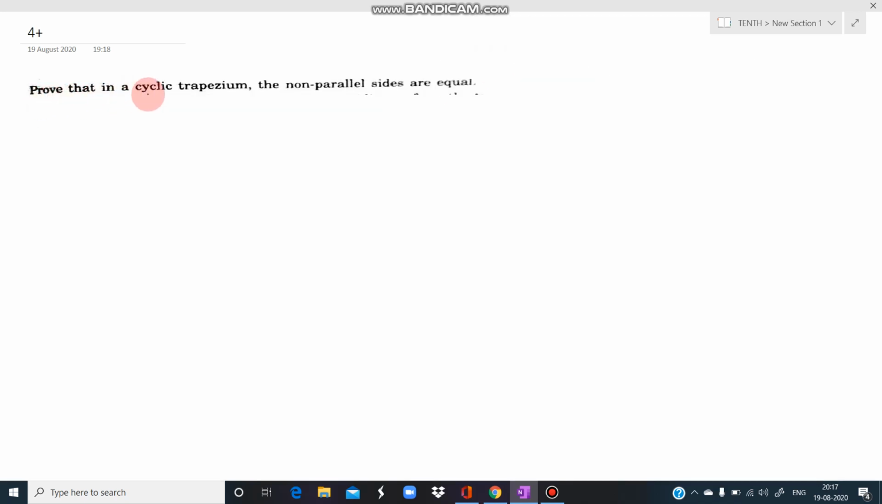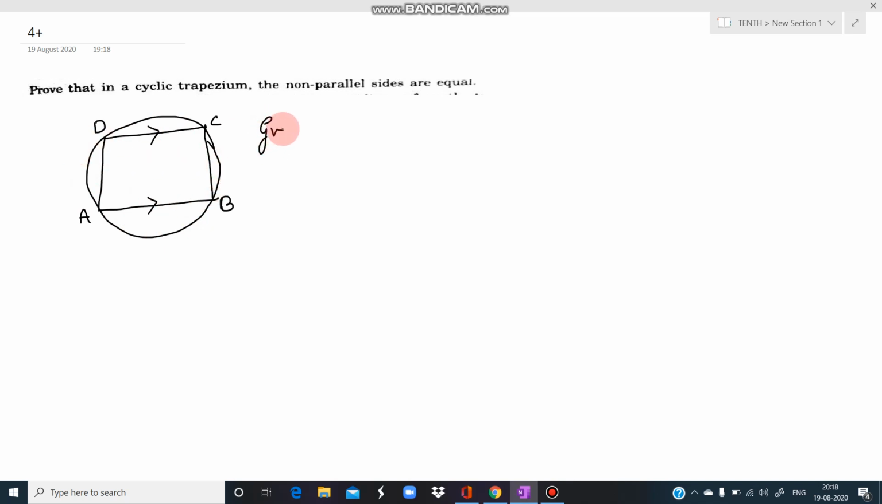Now the question is: prove that in a cyclic trapezium the non-parallel sides are equal. So let us see how we can do it. First of all, we are given a circle. Cyclic trapezium का मतलब है वो trapezium जिसके चारों vertices are on the circle. That type of trapezium is known as a cyclic trapezium. So let us take a trapezium ABCD. Since all its vertices are on the circle, we will call it a cyclic trapezium. Let us suppose that AB is parallel to CD in this trapezium.